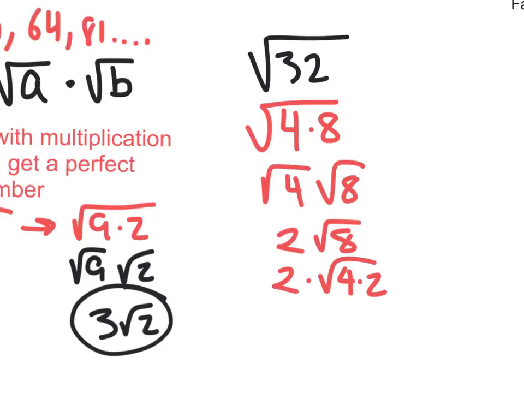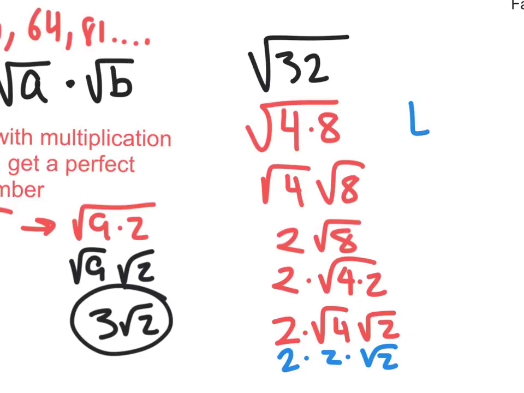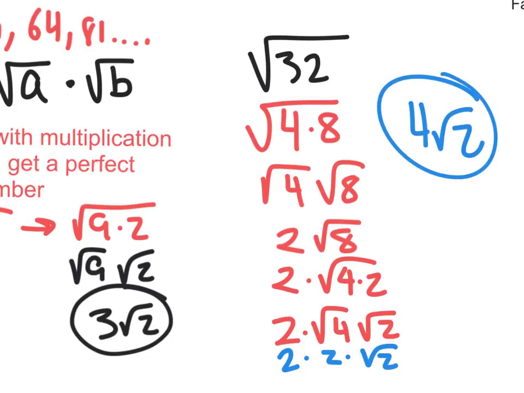And of course, you're going to bring down the multiplication of 2 that's out in the front, and then you're going to split the root, and you have the square root of 4 times the square root of 2, and then you realize that the square root of 4 really is 2, so you're really going to have 2 times 2 times the square root of 2, which the final answer will be 4 square root of 2.